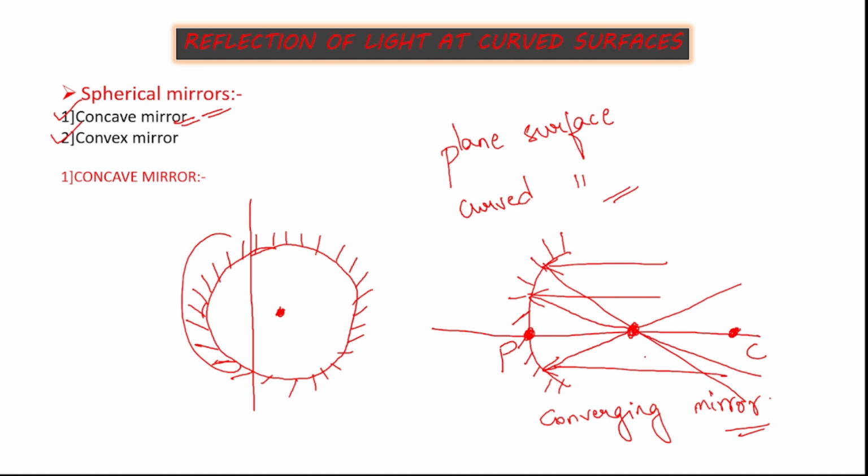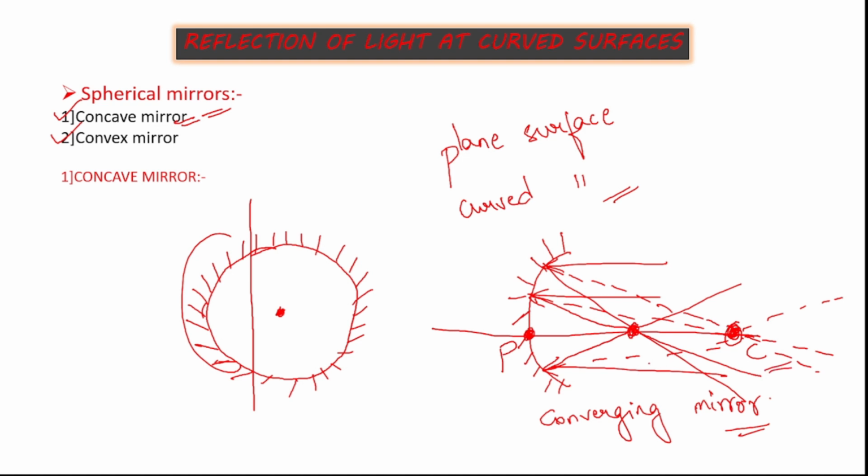Okay, and another point is whenever we extend normals from the incident rays, they all meet at one point. That point is called the center of curvature. So I am extending the normals from this incident ray. They are all meeting at one point. That point is called the center of curvature, and the center of curvature is denoted with the letter C.